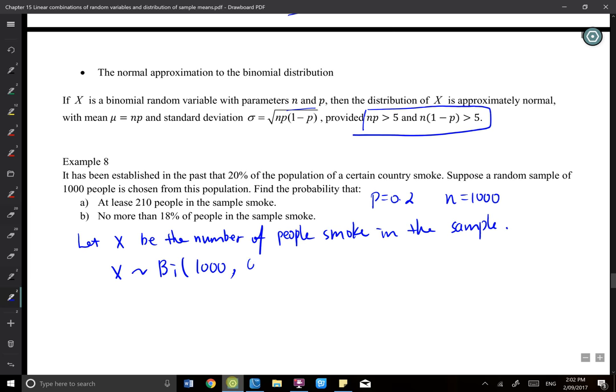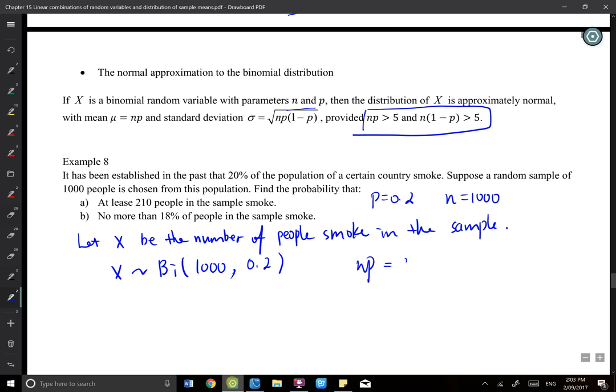Why 1,000 and 0.2? Because if you select 1,000 people, every single person will answer yes or no, whether they smoke. There is a 0.2 probability of answering yes and 0.8 of answering no. So you only have two outcomes, yes or no, and every single person is independent from each other. So that's a binomial distribution.